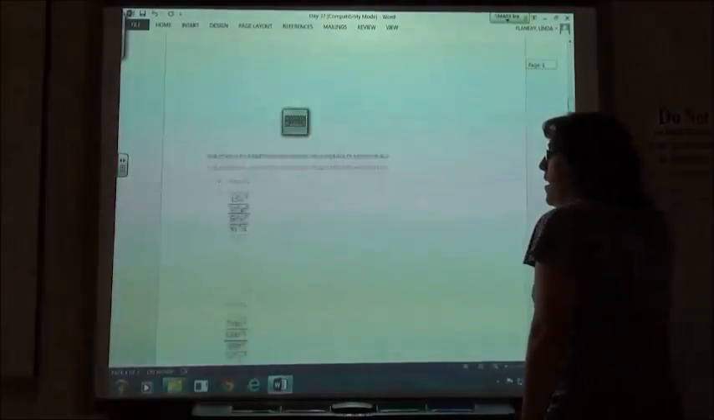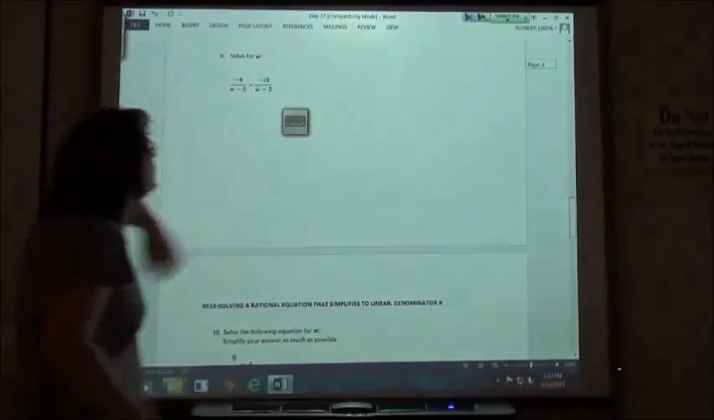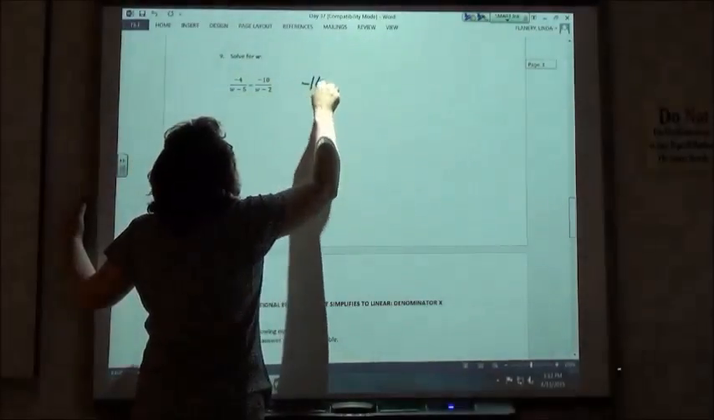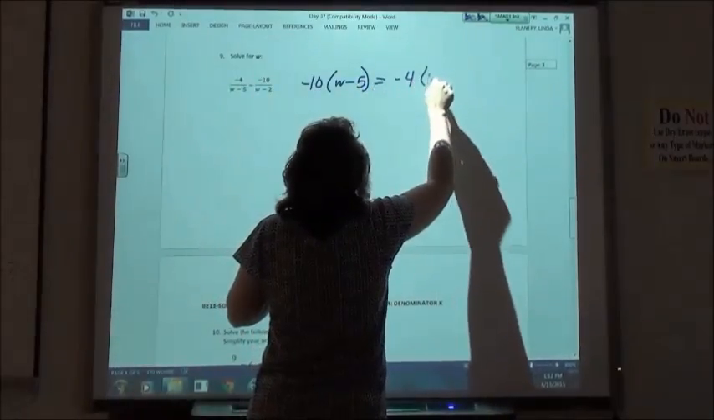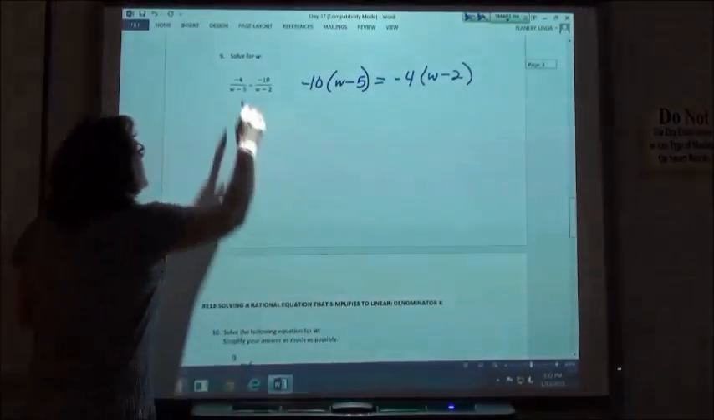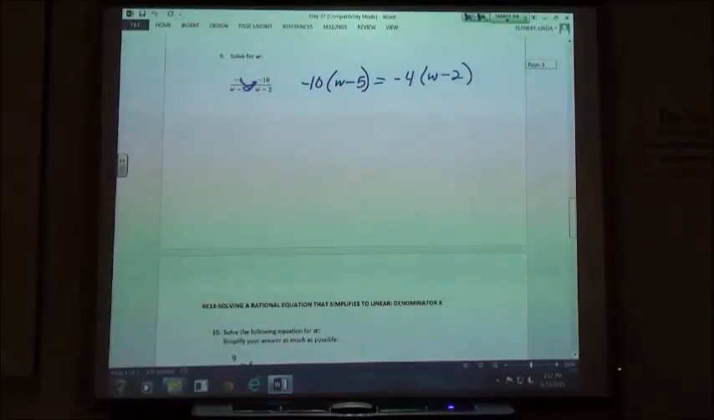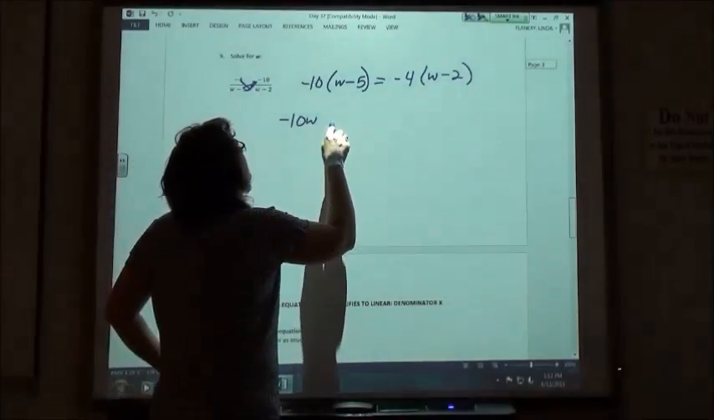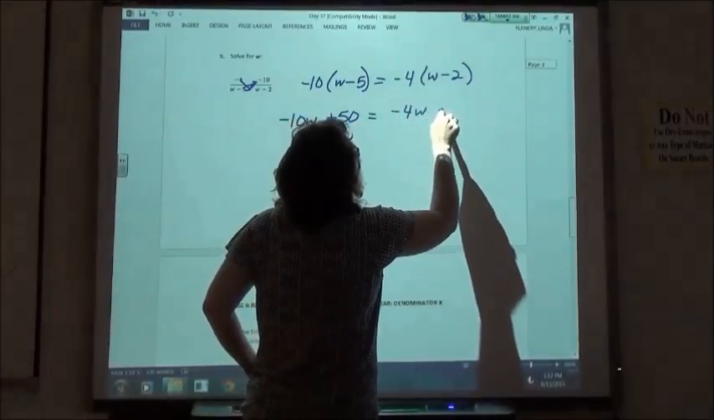And then number 9, the same kind of thing, just a little longer. I like to just keep making them a little longer. This time I've got 2 terms on the bottom of both of those, but still cross multiplying. So I'm going to take the negative 10 times the w minus 5. On the other side, I'm going to have the negative 4 times the w minus 2. So that times that and that times that. Cross multiply. So getting rid of my parentheses, it would be negative 10w plus 50 equals negative 4w plus 8.